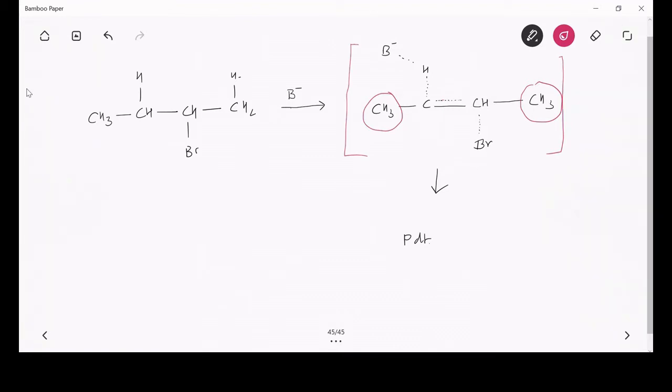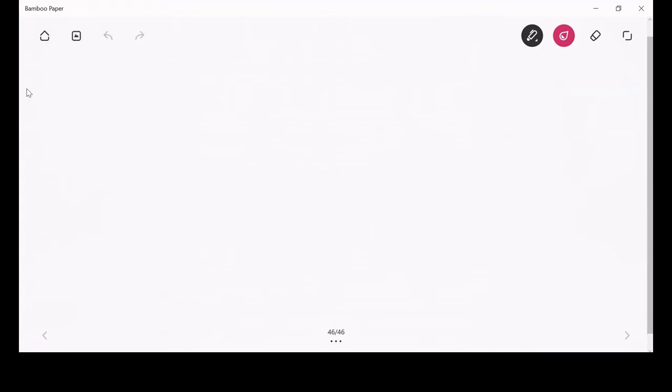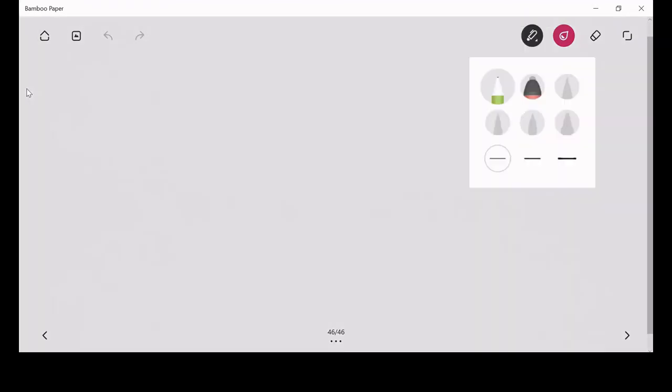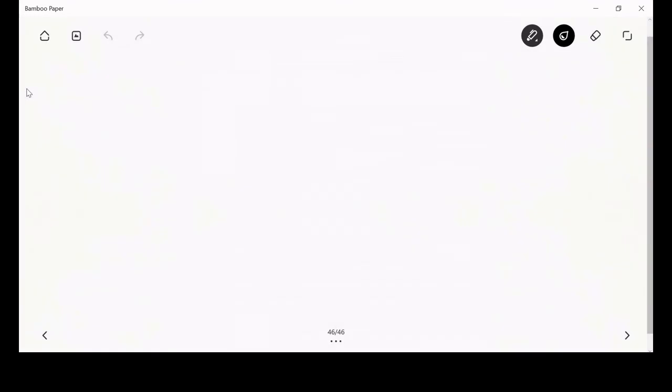How is it so? Let me draw the energy profile now. So let me draw the structure first. The starting material, that is CH3, CH, CH, here we have a CH, and here we have another H. So this is the starting material.